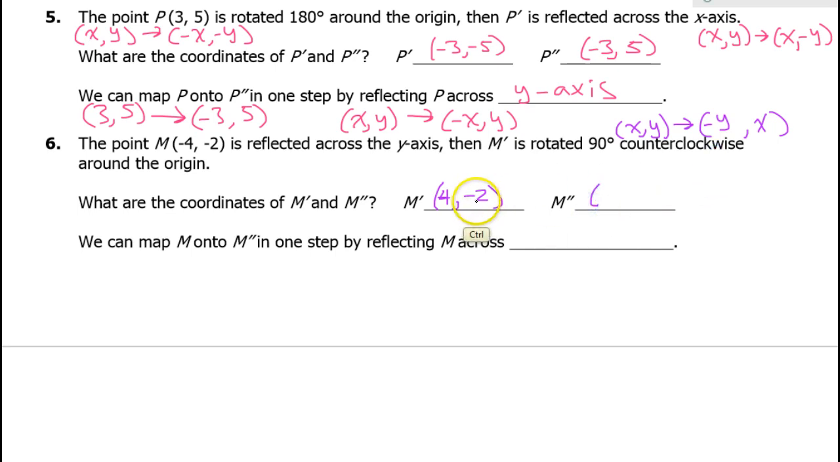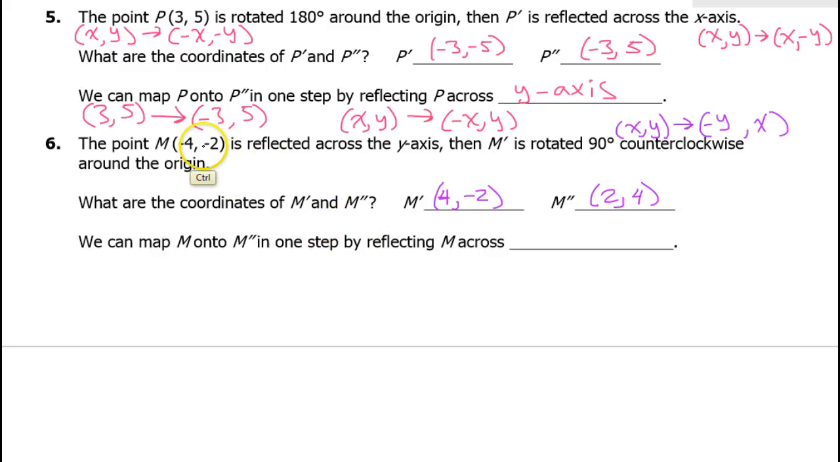Okay? So that's what we're going to do. So the y value is going to go first, but that's the one that has to change. So negative 2 is going to become positive 2. The x value will go second, and it doesn't change. So it will be 2, 4. So that's M double prime is 2, 4.